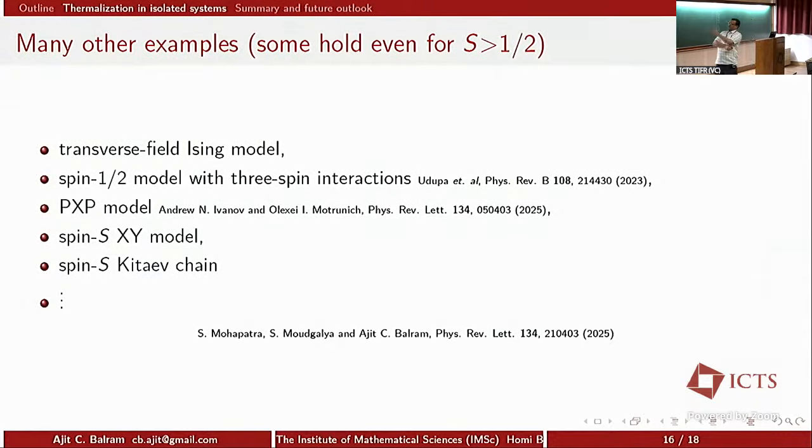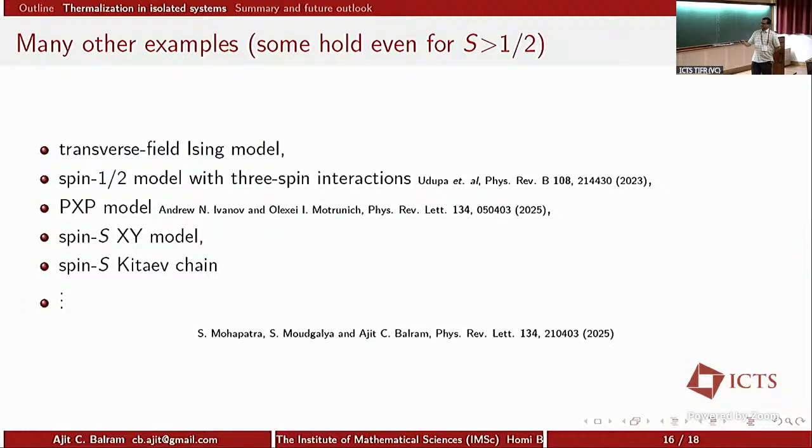So we actually uncovered many other examples, and some even happen to hold for spin S greater than half. So you don't necessarily have to look at spin half models, but you have these examples even in higher spin models. Some examples are the spin S XY model, and also the spin S Kitaev chain. They host these states. Also in the PXP model, there are states of this kind. There's also a spin half model which Deeptiman worked on, which has 3 spin interactions where such states exist. There are also integrable models, like the transverse field Ising model, where this thing exists.